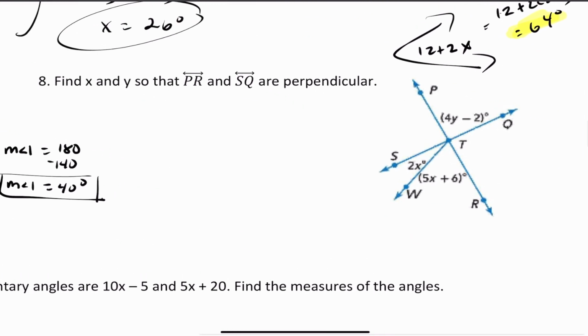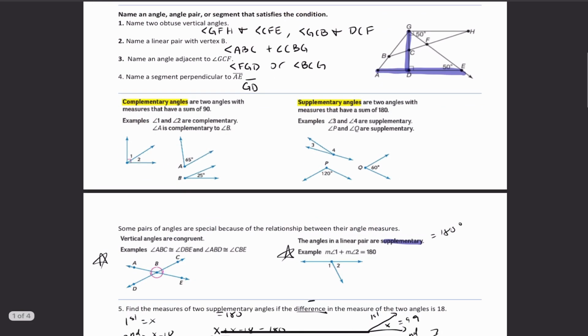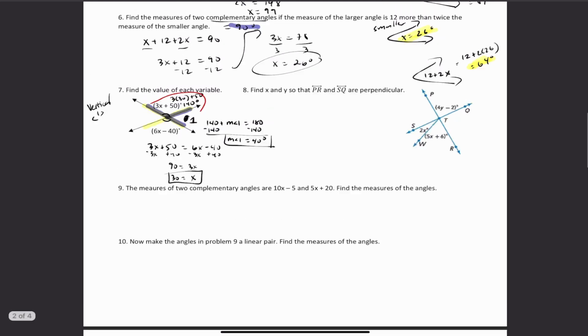Okay, wow, what is this one right here? Number 8 says find x and y so that line PR and line SQ are perpendicular. And what do we know about perpendicular? If we scroll up here, line segments or rays that form right angles are perpendicular, which we see with an upside down T, and can be indicated in a figure with a square. So when we're talking about right angles, that means it's a 90-degree angle.